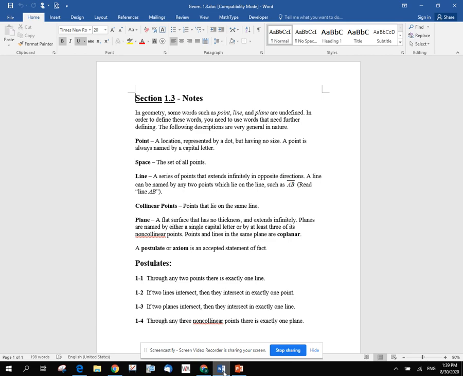Collinear points. Do you see the word line in collinear? These are points that lie on the same line. By the way, any 2 points will lie on the same line. The line does not have to be drawn for that line to exist.